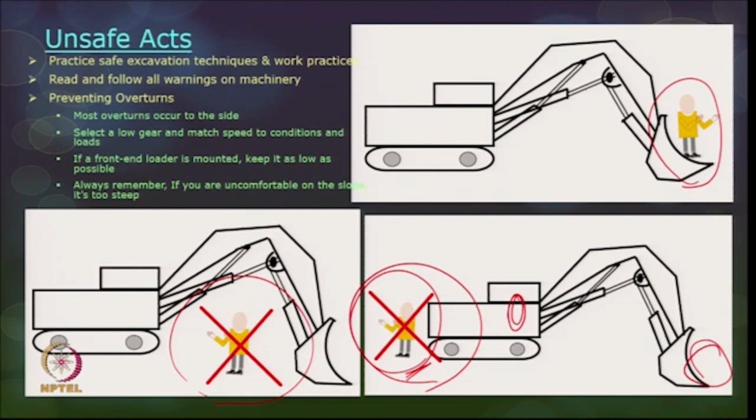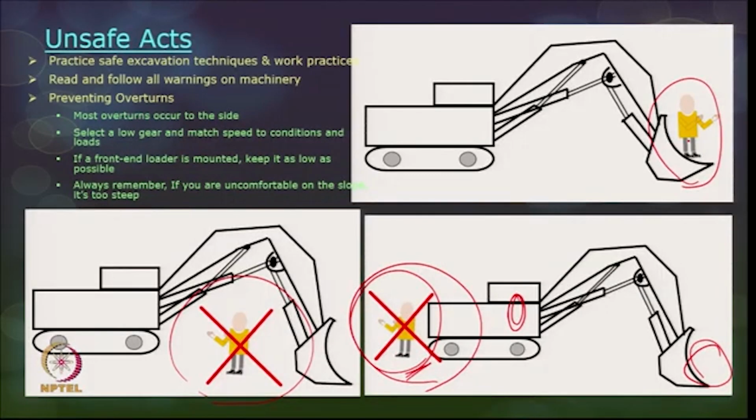So, the workers are not supposed to stand or move anything by standing on the bucket or the grab. Practice safe excavation techniques and work practices, and read and follow all warnings on the machinery. To prevent overturns, most of which occur onto one side, if a front end loader is mounted, keep it as low as possible. Always remember, if you are not comfortable, especially on a slope, then the slope is too steep, so it is not safe at all.